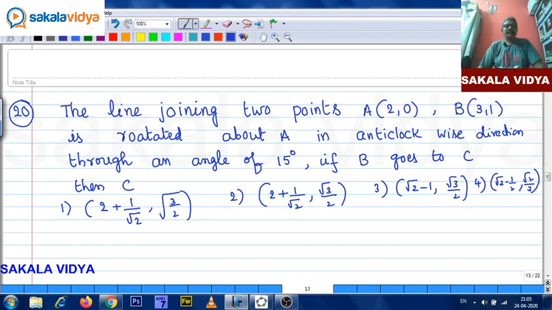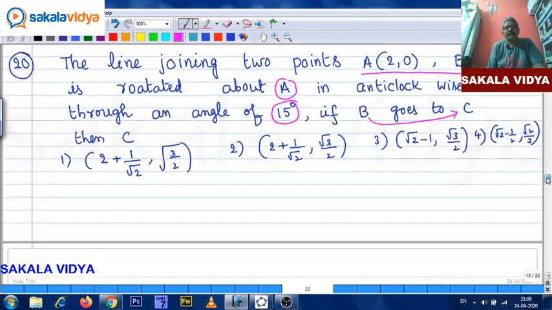Okay, now the line joining two points A 2 comma 0, B 3 comma 1 is rotated about A in anti-clockwise direction through an angle of 15 degrees. If B goes to C, then coordinates of C we need to find out. So, that means the line joining these two points rotated about A in the anti-clockwise direction with an angle of 15 degrees, then B moves to C. Okay, now let us do this question now.